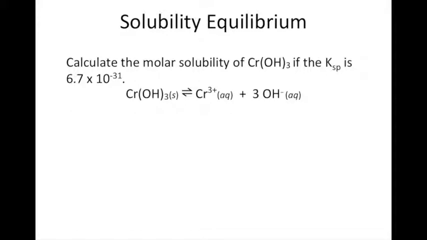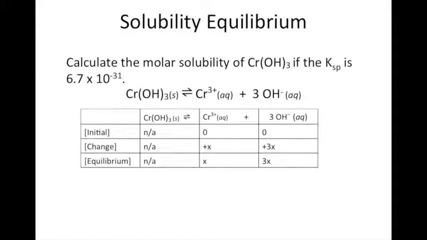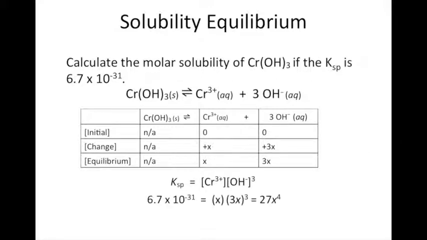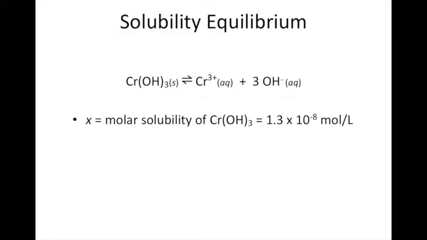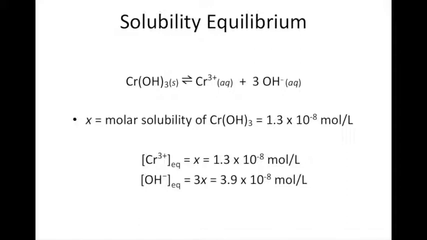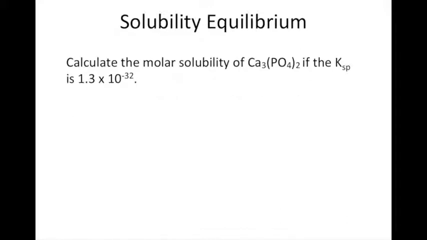Okay, so here's our dissociation equation. We set up our ICE table, our Ksp expression, plug in our equilibrium values, and solve for x. So our molar solubility for chromium hydroxide, chromium(III) hydroxide, is what you can see here. Our concentration of chromium would be equal to that, and the concentration of hydroxide at equilibrium would be 3 times that. Let's do one last one. Pause the video here.